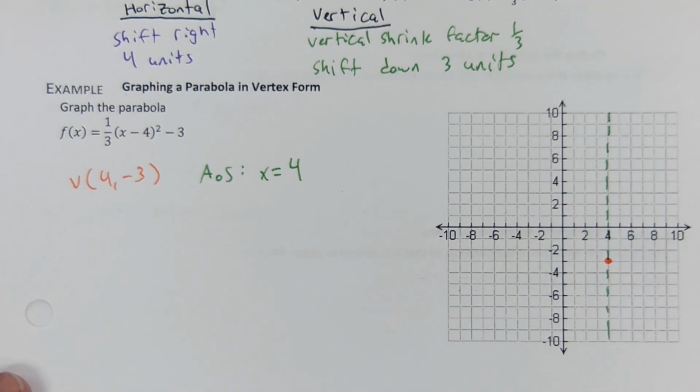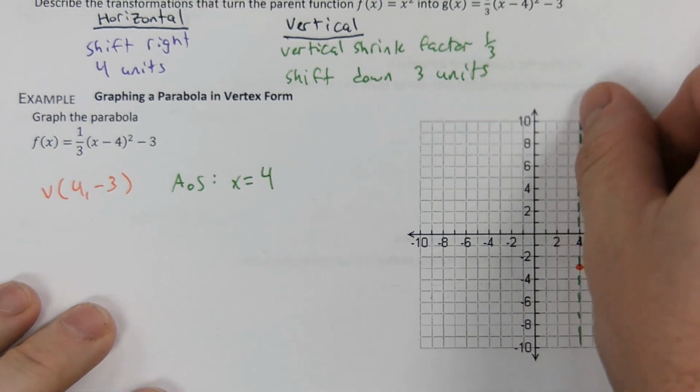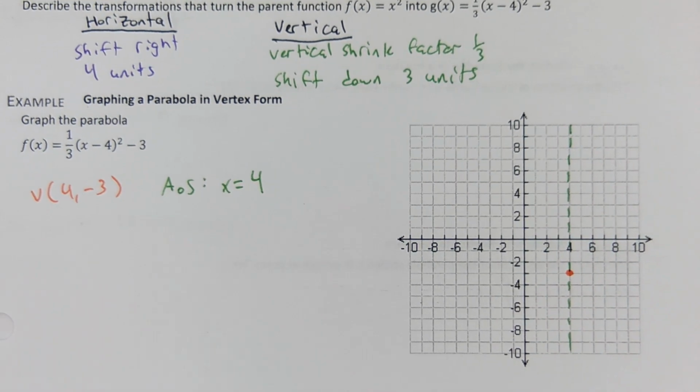All right. We need one more coordinate, just one more. If we know one more point on this parabola, then we can reflect that one point across the axis of symmetry and connect our 3 dots with a U-shaped graph. How do we typically find another coordinate? Ilya, what do we normally do? Yeah, we just put in another x, anything other than 4, right?